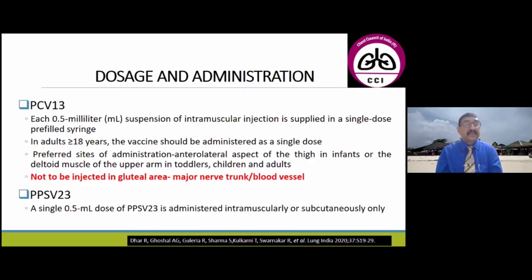PPSV23 has to be given 0.5 ml. It has to be administered intramuscularly or subcutaneously. So there is a difference. In case of PCV13, the administration is always intramuscular, whereas in case of PPSV23, the administration can be either by intramuscular or subcutaneous routes.